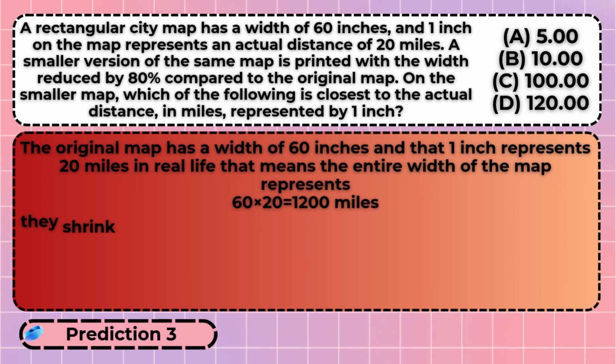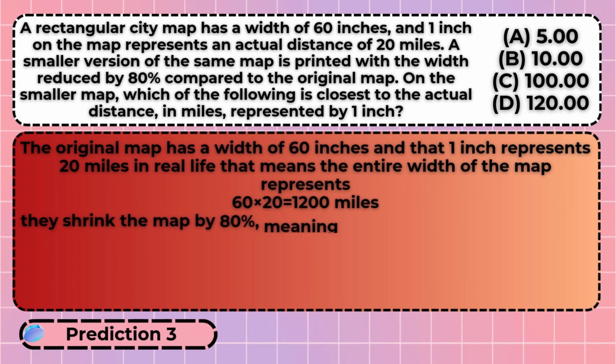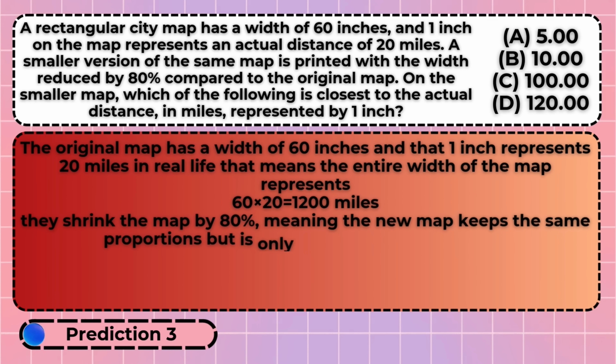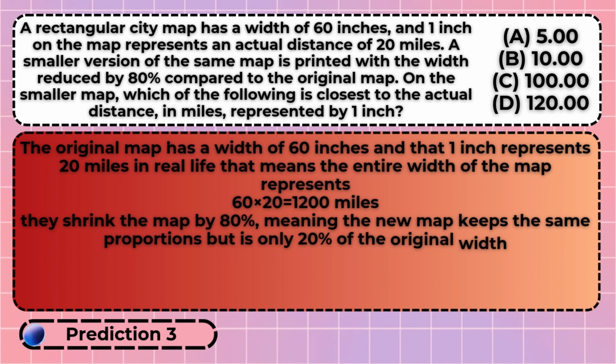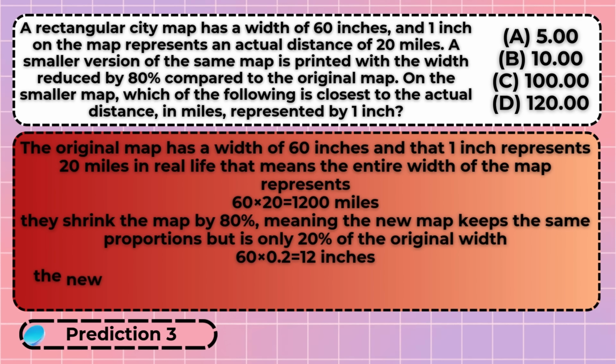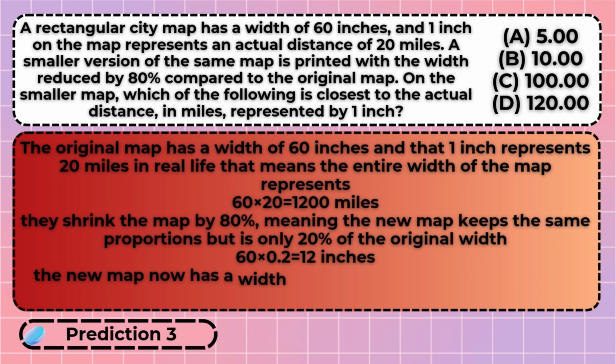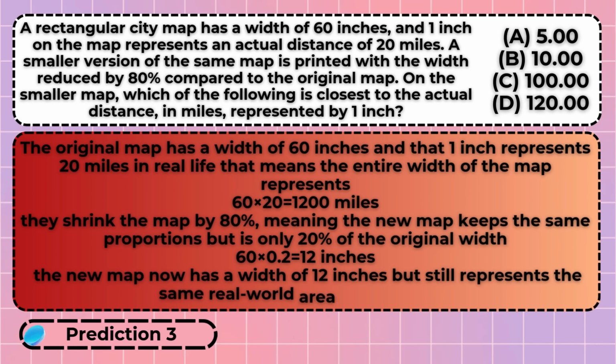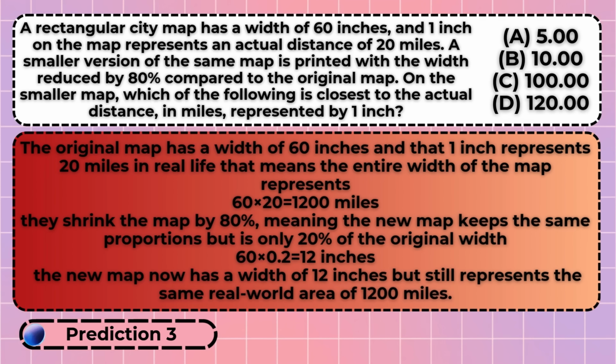Now they shrink the map by 80%, meaning that the new map keeps the same proportions but is only 20% of the original width. So 60 multiplied by 0.2 equals 12 inches. So the new map has a width of 12 inches, but still represents the same real-world area of 1200 miles. So the question is asking us, on the smaller map, what's the actual distance represented by 1 inch?